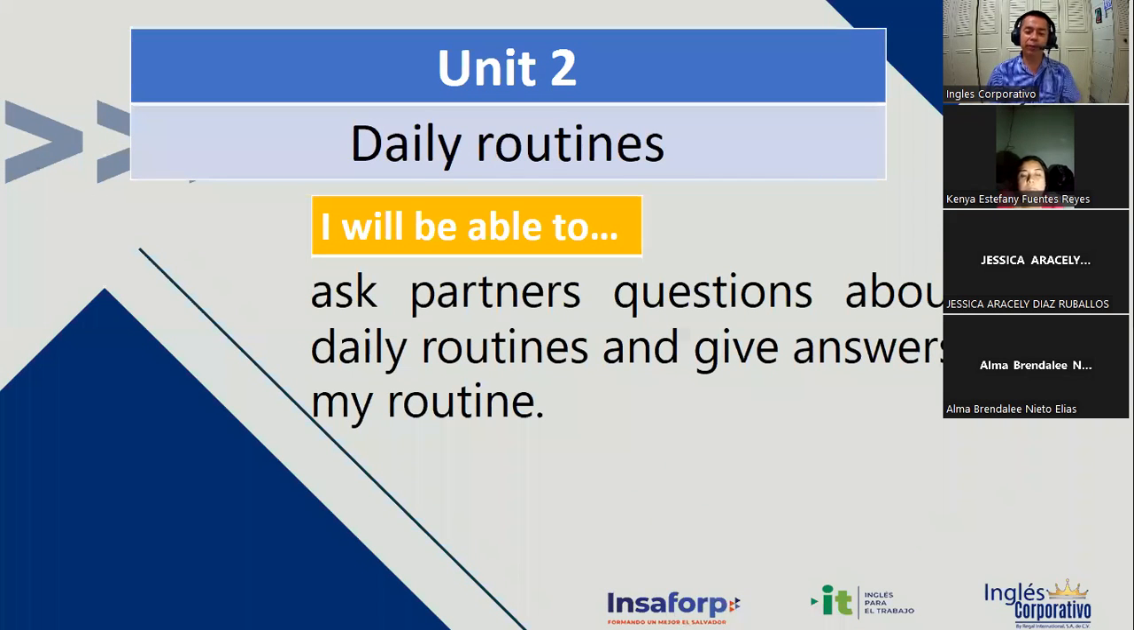I will be able to, please, can you read the objective? Kenya, please, can you read the objective, please? Ask partner questions about their daily routines and give answers about my routine.